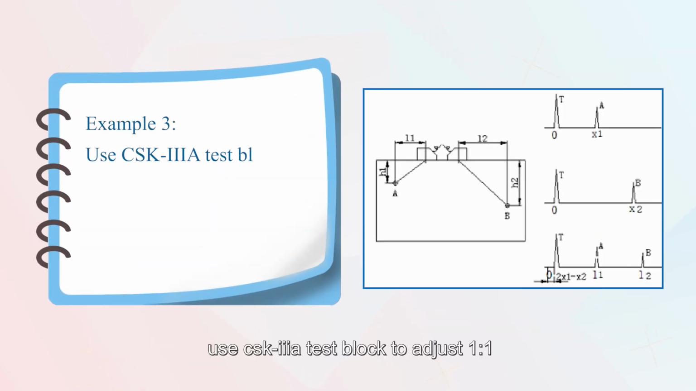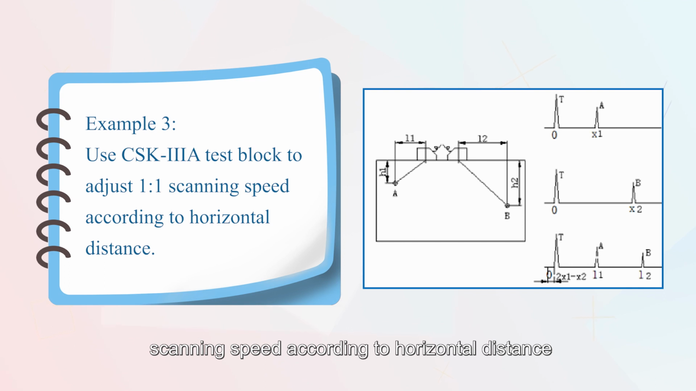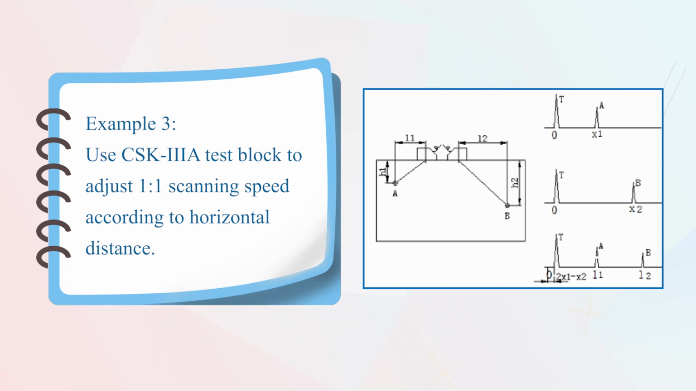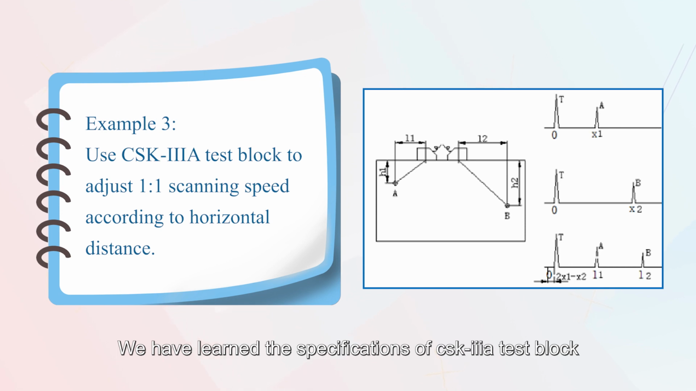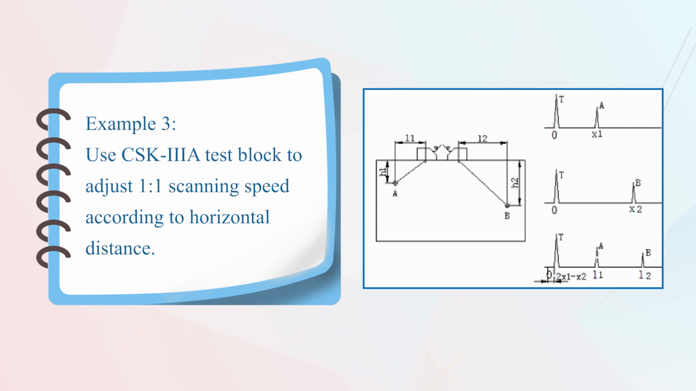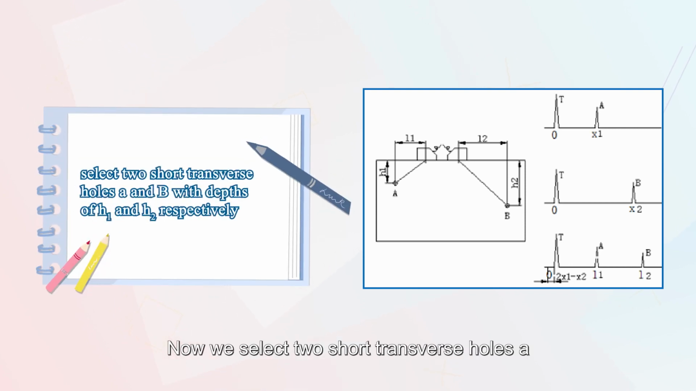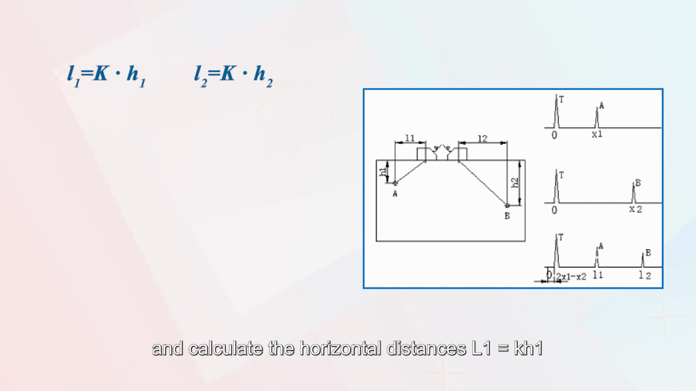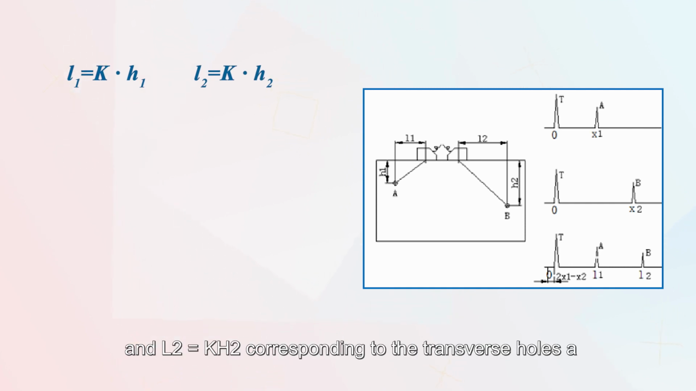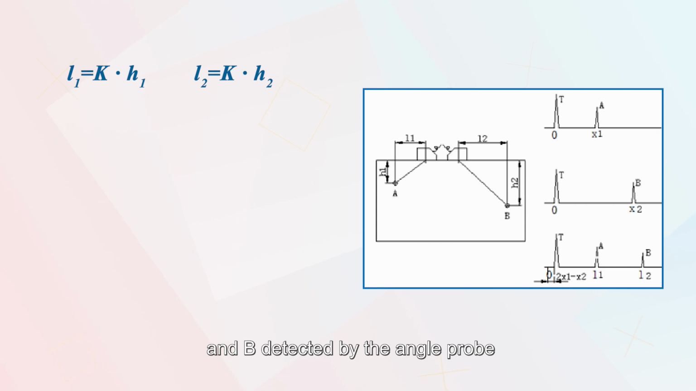Example 3. Use the CSK-IA test block to adjust the 1-to-1 scanning speed according to the horizontal distance. We have learned the specifications of the CSK-IA test block and its internal short transverse hole reflector. Now select two short transverse holes with depths of H1 and H2 respectively, and calculate the horizontal distances L1 and L2 corresponding to the transverse holes A and B detected by the angle probe.